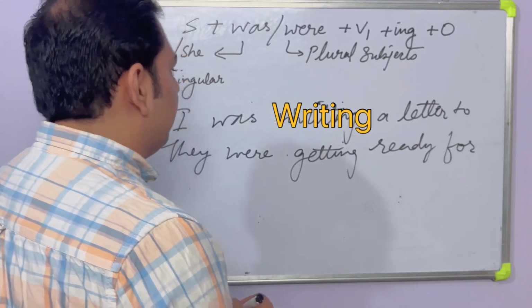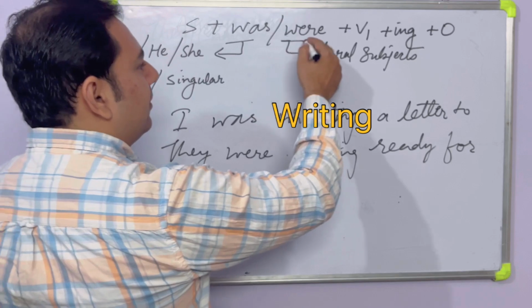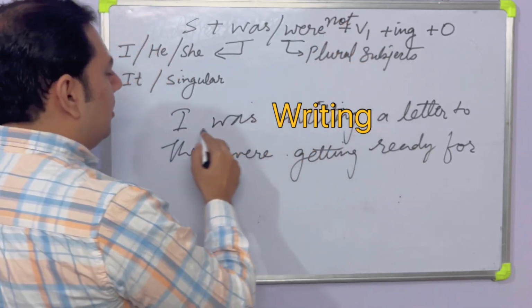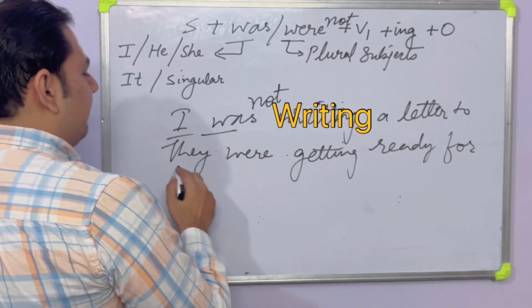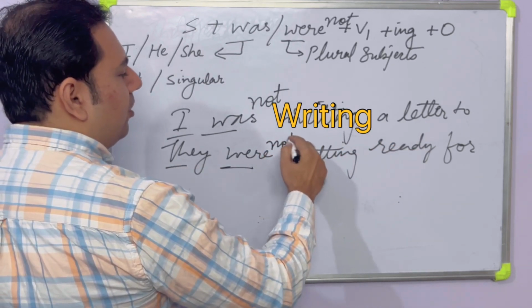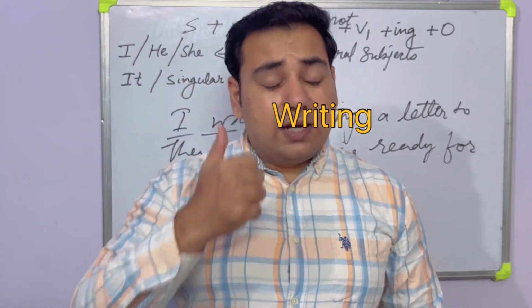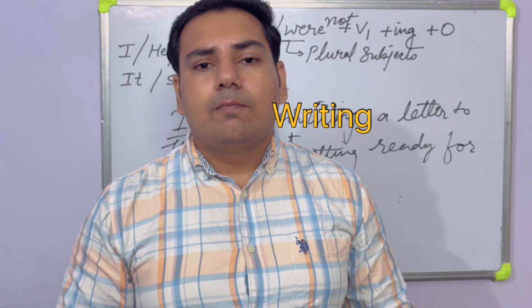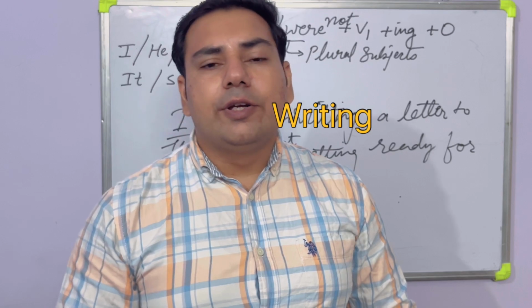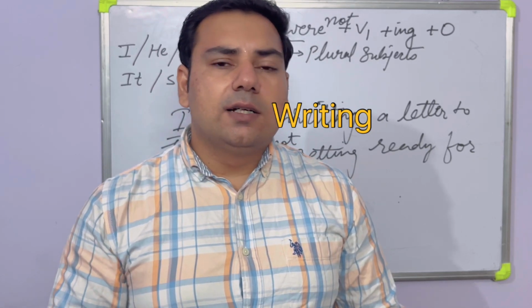Now let's move to the negative one. In the negative one, that is also going to be very easy. Just after was and were, you just have to add not. So I was not writing a letter to my father. They were not getting ready for the wedding. Okay, and she was not hearing me at all. We were not going to the school. So this is how you can create the past continuous negative sentences.